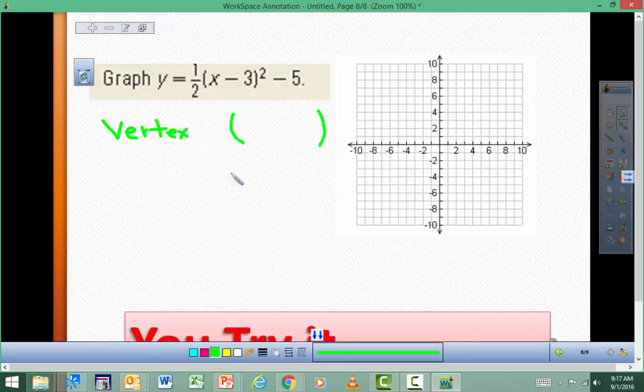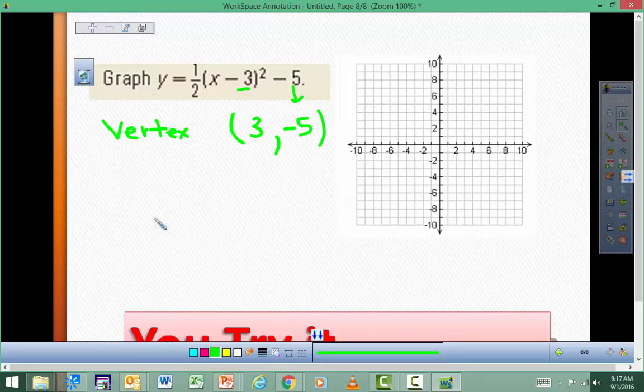Remember the trick? It's whatever this is, but the opposite. So it's positive 3. And this one is exactly what's there: minus 5. Bam! I have the vertex already. Isn't that cool? You have to admit, that's a little bit cool.